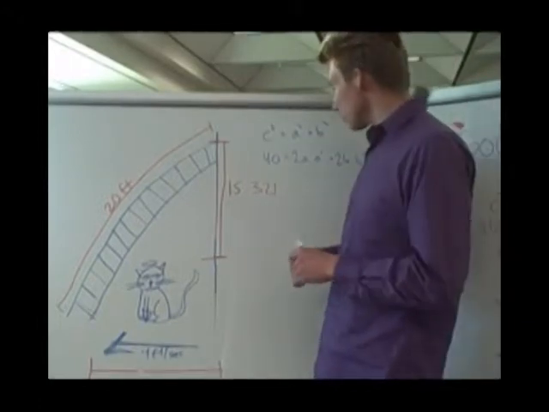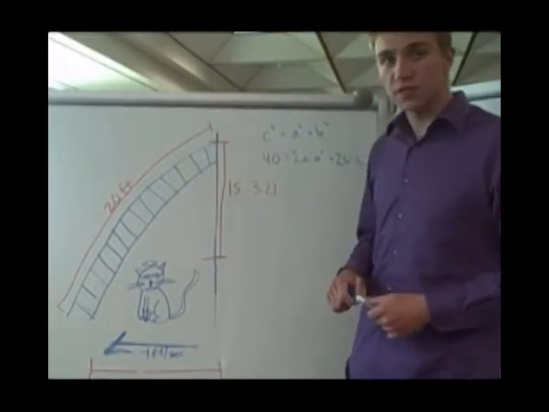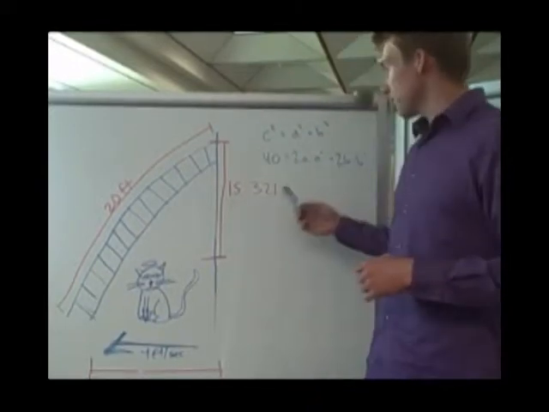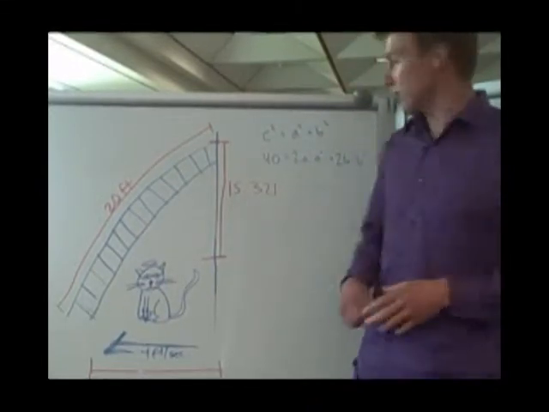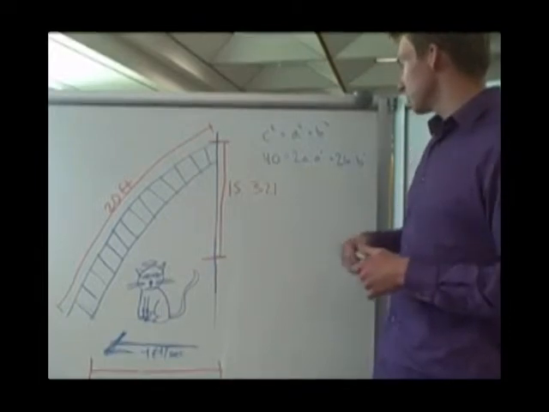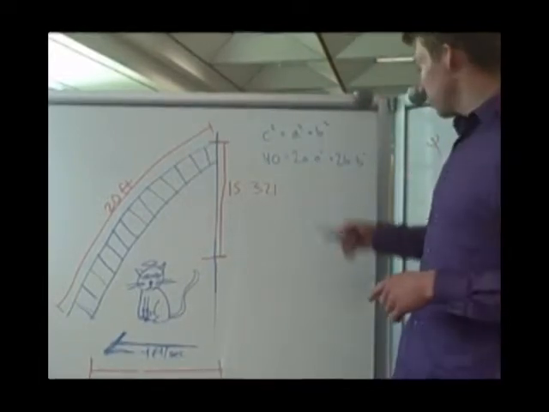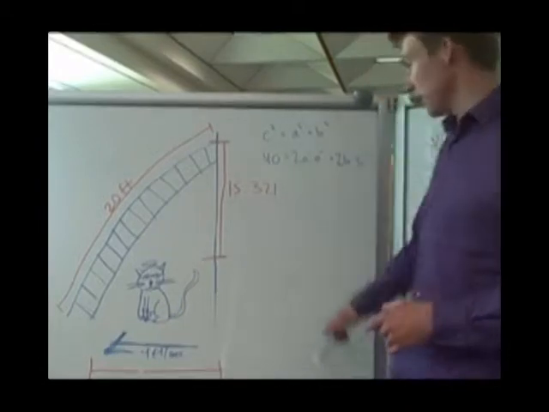So we're going to begin with our Pythagorean theorem, c squared equals a squared plus b squared, pretty easy. And we're going to input some of our knowns and also differentiate. So we have 40 is equal to 2a, a being the base, times the derivative of a, plus 2b times the derivative of b, b being the height.